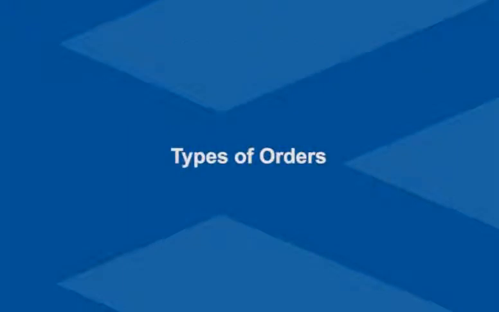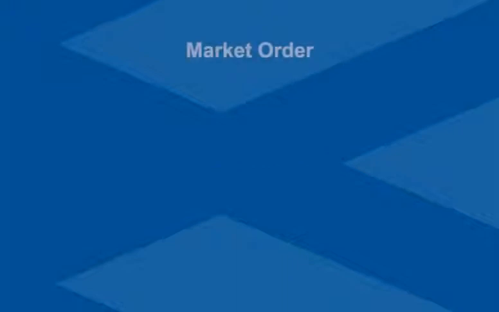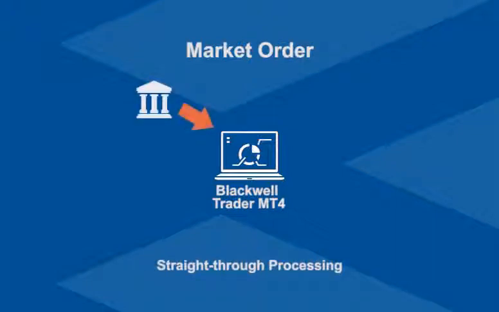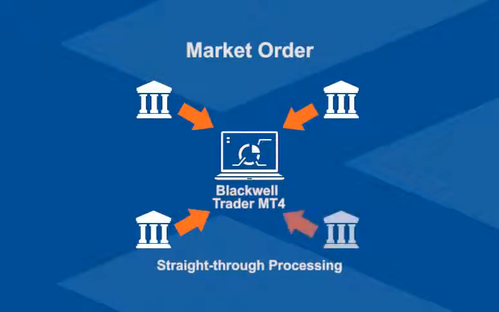Now let's look at the different kinds of orders that Blackwell Global offers in the platforms. The first one is a market order, which is executed immediately through the MT4 platform and gives you the best available price in the market at that time. With Blackwell Global's straight-through processing model, you will be given direct access to the interbank market. This will ensure that you get market depth and the best available price at that time.